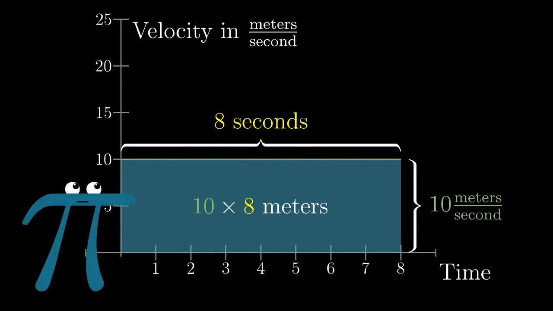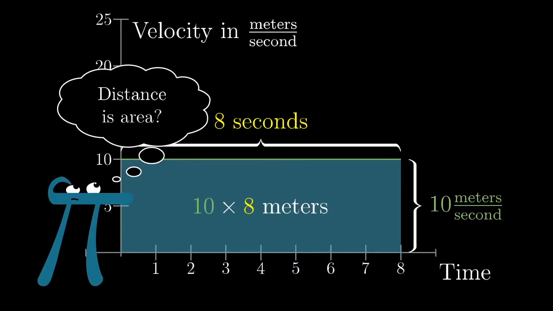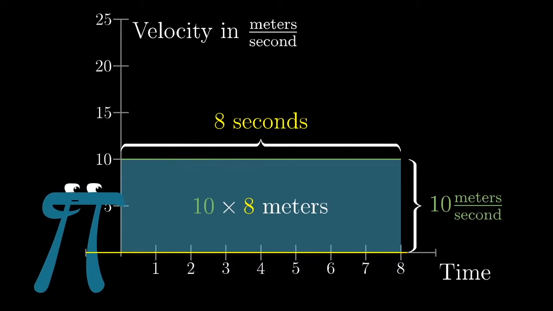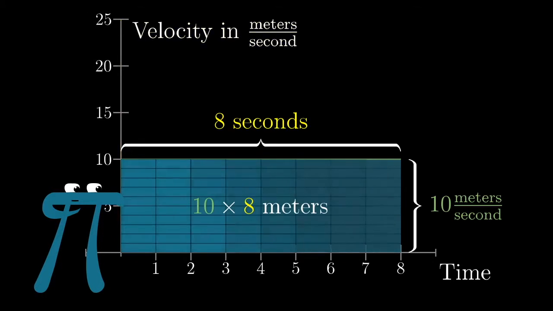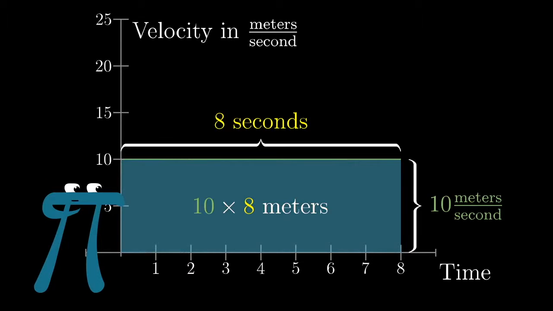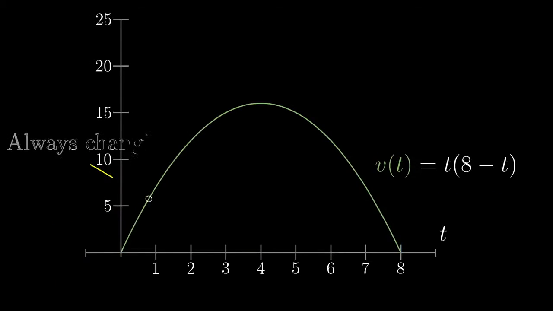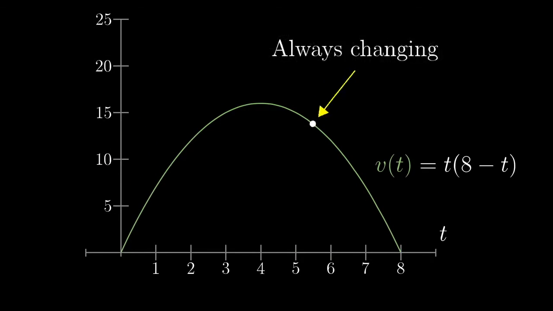And notice, you can visualize that product, that distance, as an area. And if visualizing distance as area seems kind of weird, I'm right there with you. It's just that on this plot, where the horizontal direction has units of seconds, and the vertical direction has units of meters per second, units of area just very naturally correspond to meters. But what makes our situation hard is that velocity is not constant. It's incessantly changing at every single instant.